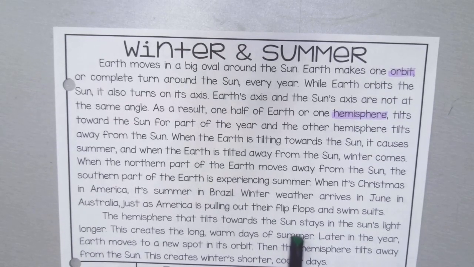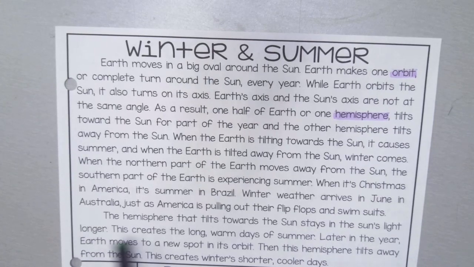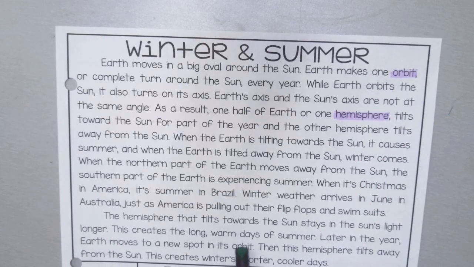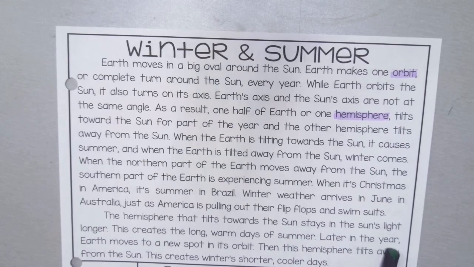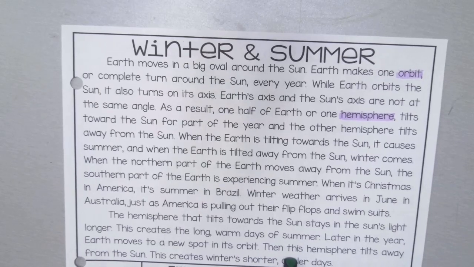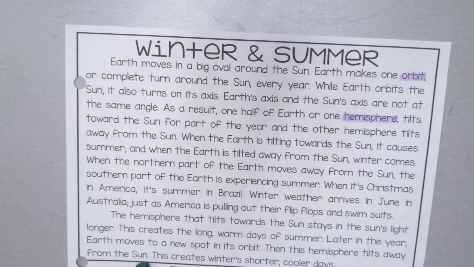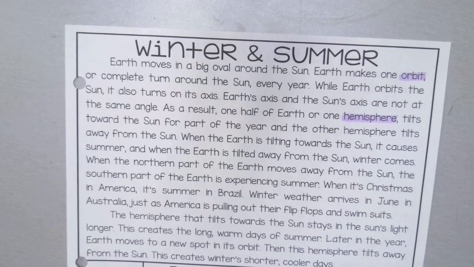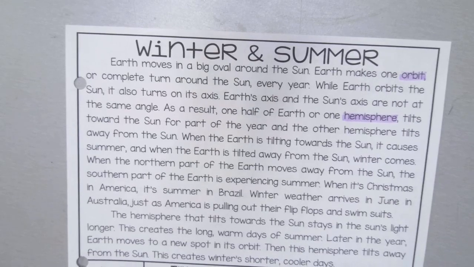The hemisphere that tilts toward the sun stays in the sun's light longer. It creates the long, warm days of summer. Later in the year, Earth moves to a new spot in its orbit. Then this hemisphere tilts away from the sun. This creates winter's shorter, cooler days.